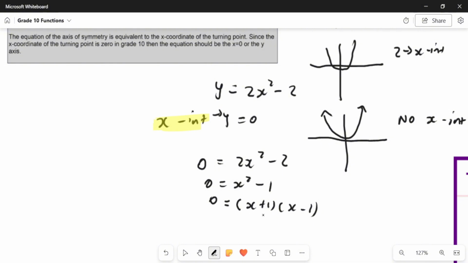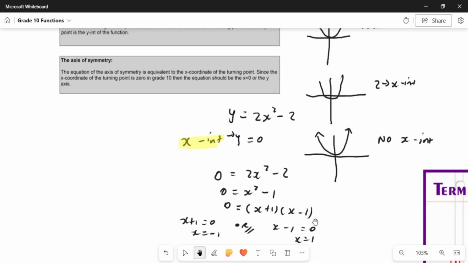The zero factor property states if the product of two numbers equal to 0, then either of those numbers has to be 0. So therefore it'll be x plus 1 is equal to 0, or, you have to use the word or, x minus 1 is equal to 0. So x is equal to minus 1 or x is equal to 1.